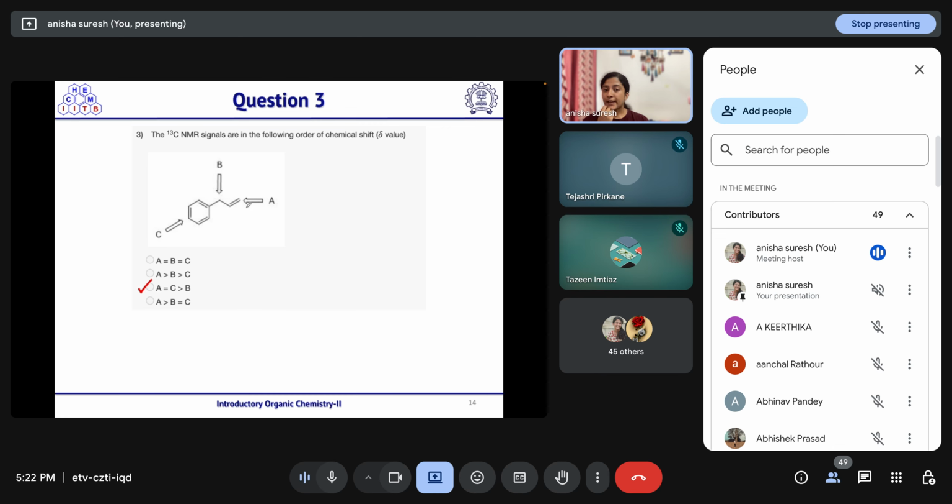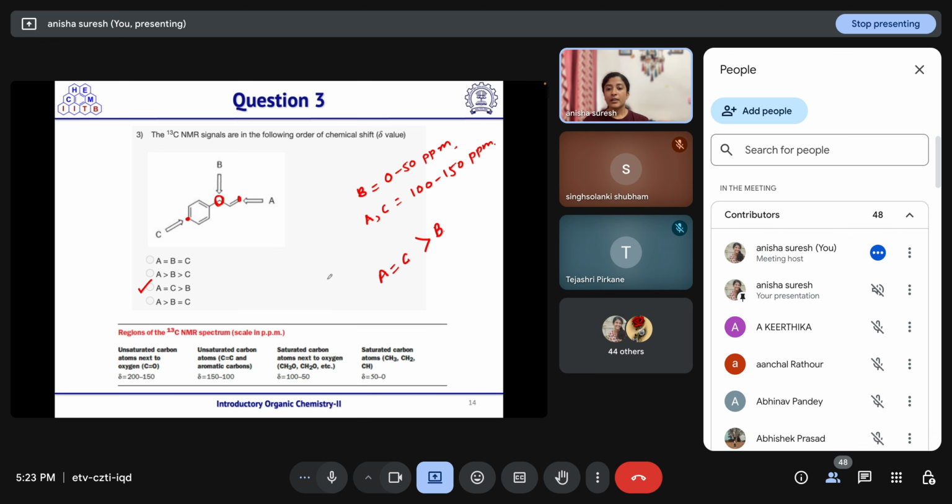That is right. So A is an alkenic carbon and C is an aromatic carbon. And this is a normal sp3 carbon, which is not present next to an oxygen atom. So B will come in the region of 0 to 50 ppm, and A and C will come in the region of 100 to 150 ppm. So we can write A equal to C and it is greater than B.